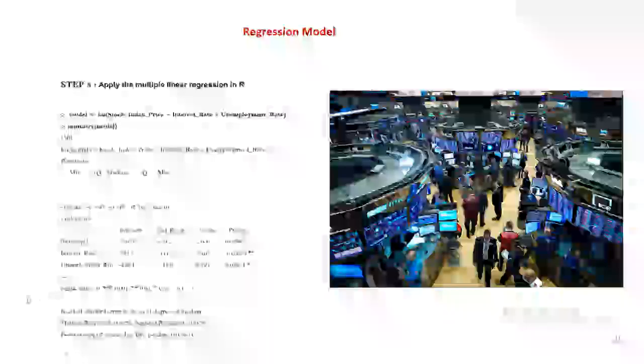If you see the multiple R squared value and adjusted R squared value much higher, closer to 1, as we know, if the R squared, adjusted R squared and multiple R squared values are closer to 1, it means your model is very good and your dependent variable is being explained very well by the independent variables. These are the two factors. Your dependent variable, the stock index price, is explained 88% by the interest rate and unemployment rate. So this is how you can interpret the model.